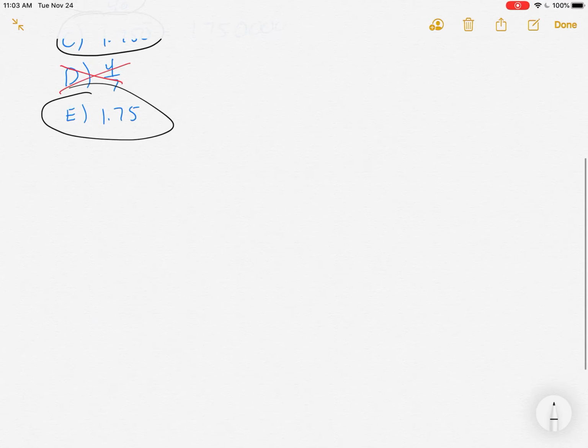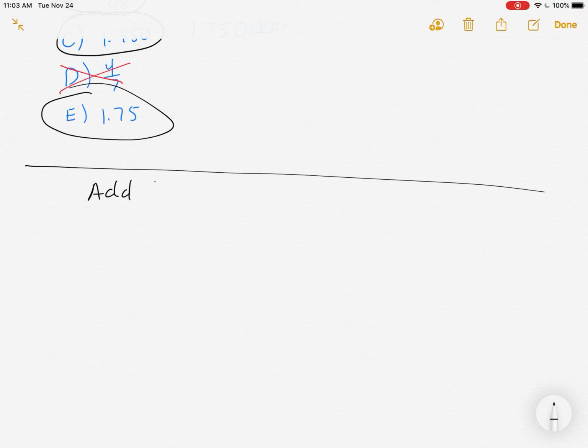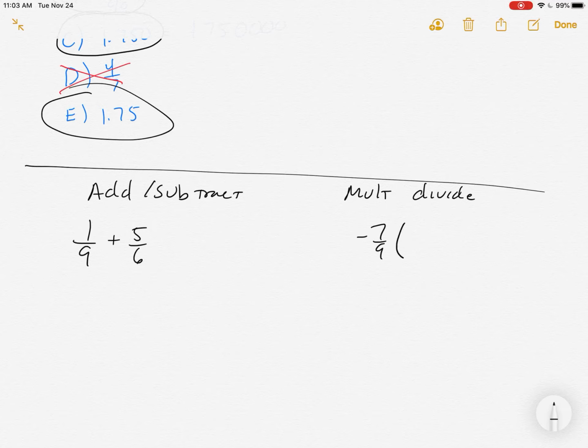And then it gets into some fraction work. They want to make sure that you remember how to add and subtract fractions, and how to multiply and divide. And so you'll see questions like this: 1/9 plus 5/6. And you'll see questions like, let me get a multiplication one in here, -7/9 times -7/12.